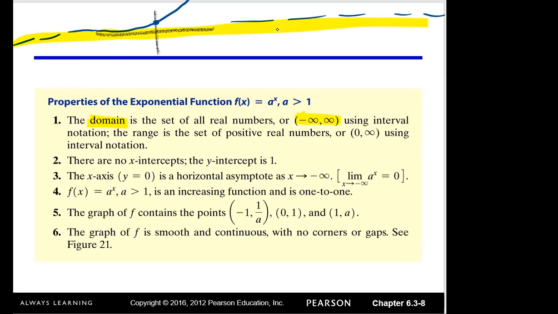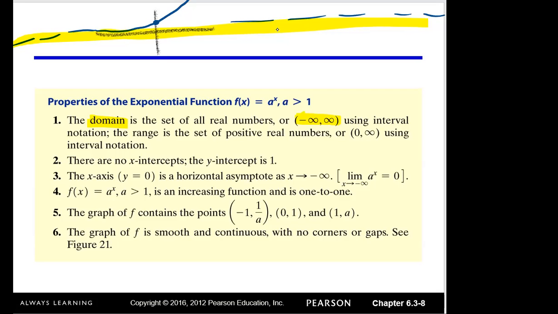There are no x-intercepts, and the y-intercept is 1. There's no x-intercepts because the x-axis is an asymptote. Remember, since this is usually applied to exponential growth and decay, y can't be negative. It's all or nothing, but it can't be negative. And then that's what I said in number 3.